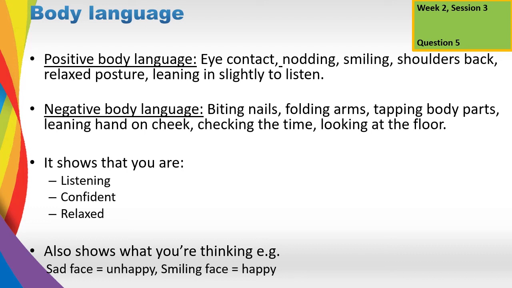So if you are struggling with eye contact, what you can do instead is look at the space between someone's eyebrows. Nodding and smiling as you're speaking or as you're listening allows the person to understand that you are grasping what they're saying, so you're interpreting it well. Having your shoulders back, so you're in a relaxed posture. You might lean in ever so slightly so you can listen a little bit closer. So they're all positive behaviours in your body language.